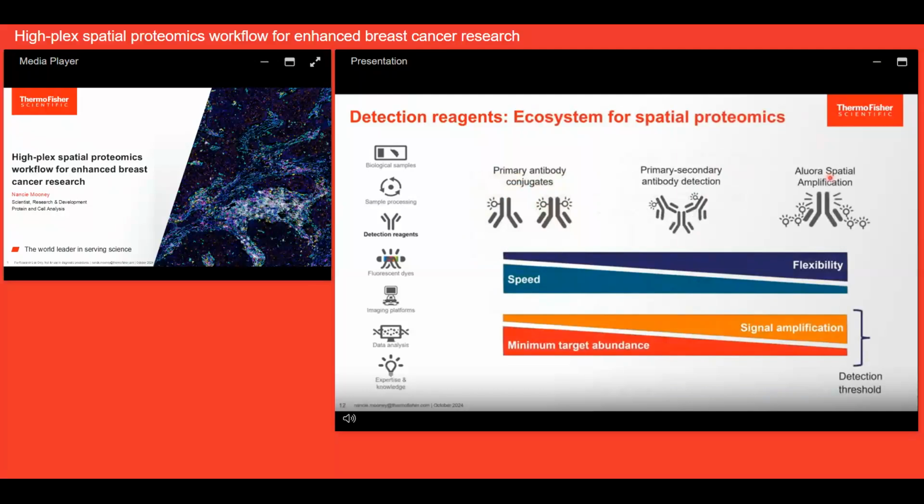So when it comes to detection reagents that are based in primary antibodies, there's a couple different options. For the workflow that I am talking to today, I use the Alora spatial amplification, but that's not the only system that you can use. There are primary antibody conjugates, which are primary antibodies that have the fluors directly conjugated to the primary antibody. And those are wonderful for a lot of reasons. It can mean that you can multiplex 8 biomarkers in a single tube of antibody and apply it to a tissue in one step, giving you a lot of speed in your experimental setup.